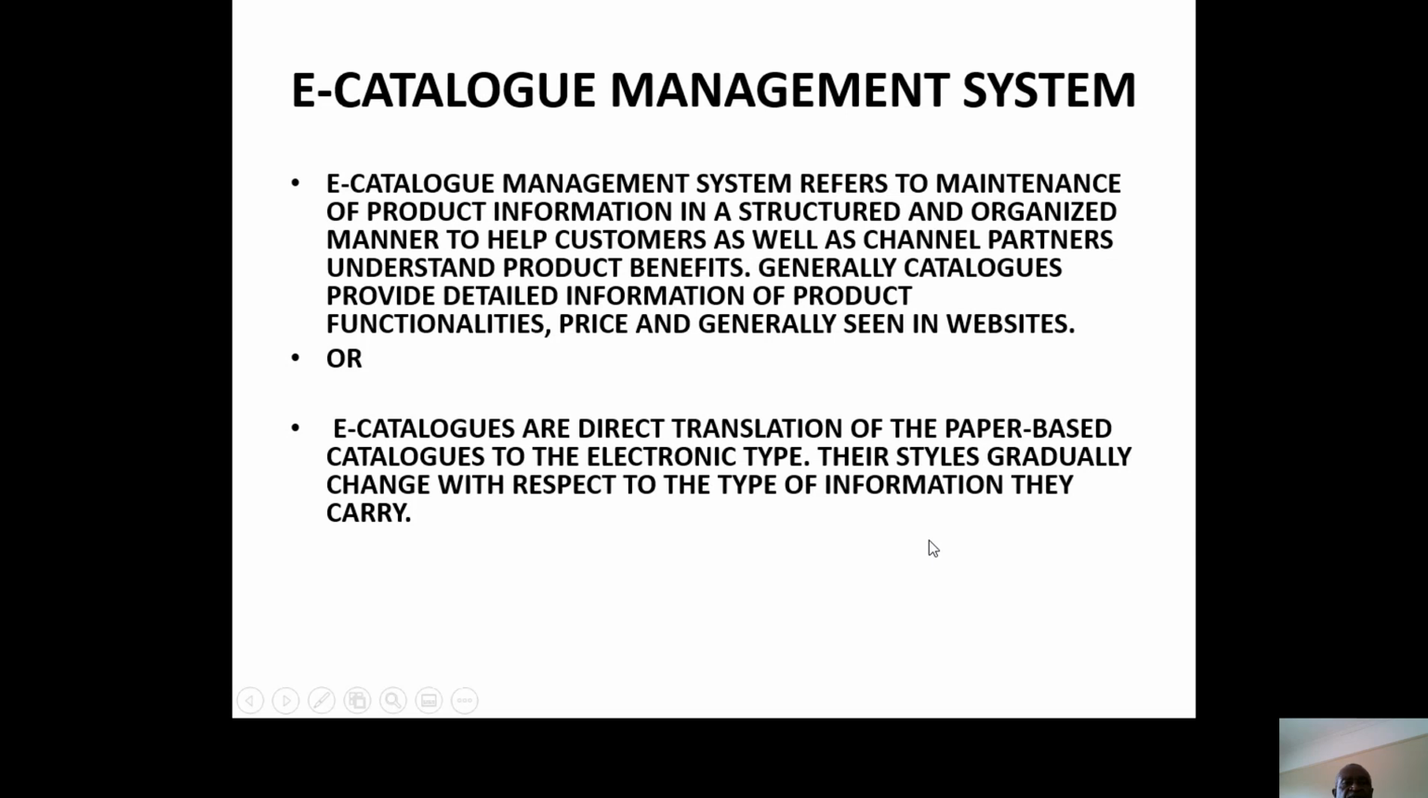Right? E-catalog system. Just define what an e-catalog system is. A direct translation of paper-based catalogs to the electronic type. They gradually change with effect to the type of information they carry and the type of the marketplace, the type of your customers, their requirements. That e-catalog must suit all that.